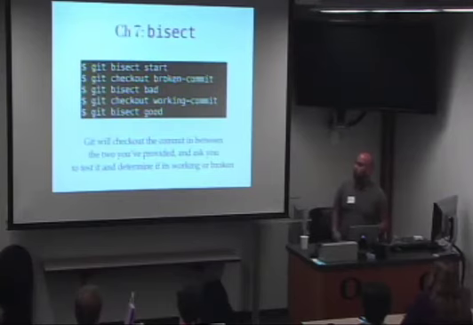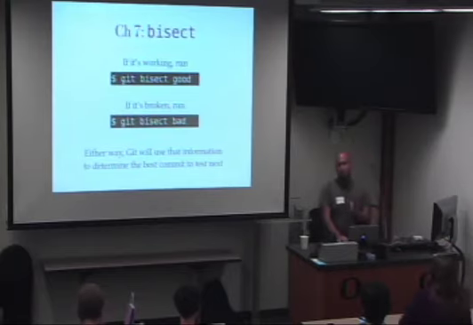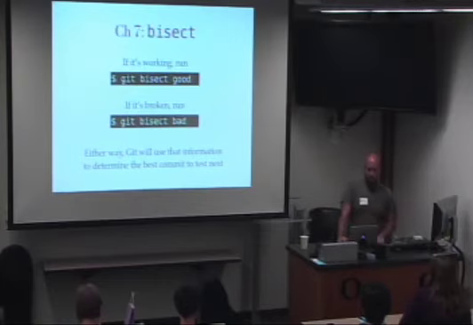So here's an example of how you do that. You say git bisect start to say we want to go into bisect mode. Find the broken commit, tell it that it's bad. Find the working commit, tell it that it's good. And then, as I said, we're going to use binary search to check out the commit in between. If that commit in between that bisect has checked out for you is working, you tell it that. If it's broken, you say git bisect bad. Either way, it's going to use that to find the next commit.